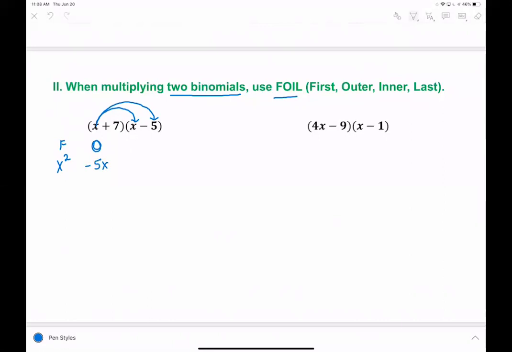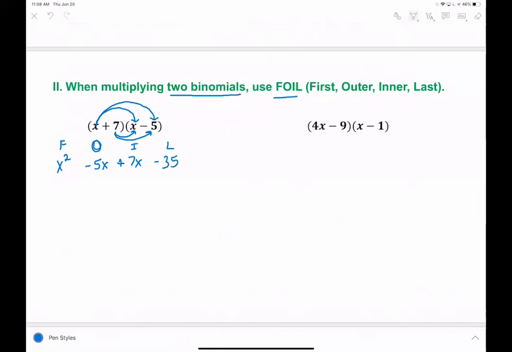Now when you're thinking about distributing, you have to come back to the 7 and distribute it to the x. Those two terms are on the inside, so that would be a positive 7x. But if I think about distributing, I've got to come back and do 7 and -5, which are the last two terms, and we get a -35.